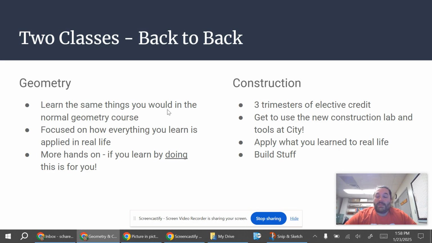This class is basically designed as a two class period combined class. In one class period, we're going to be focusing on our geometry topics. It's the same exact geometry standards, the same topics you'd learn in a normal geometry class. But the main difference is that any chance we get, we're going to be focused on how this applies to construction. When we're talking about parallel lines or areas or volumes or triangles, where do we see that in the construction world? And as much as possible, we're going to get you doing some hands-on activities to reinforce those ideas.